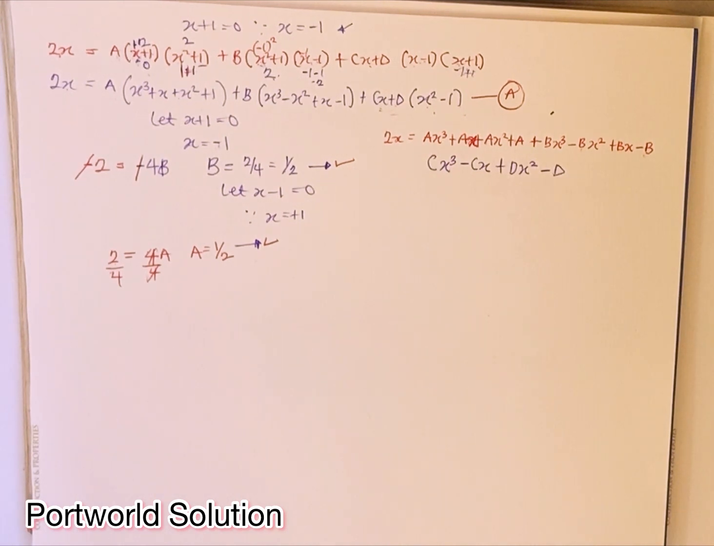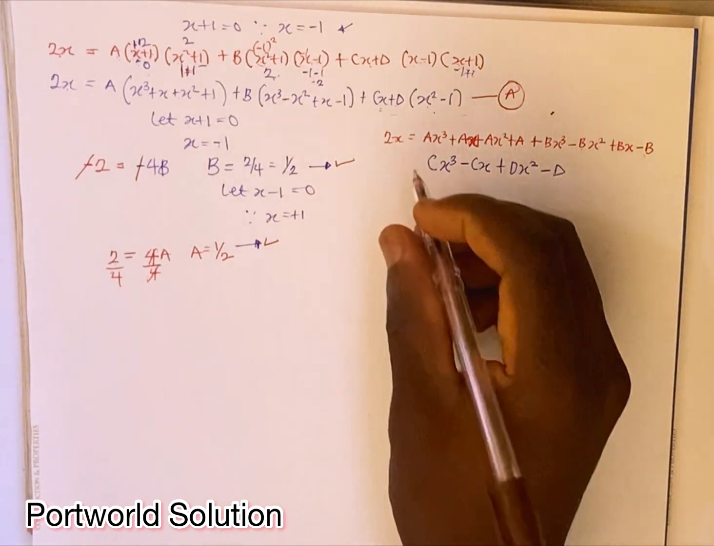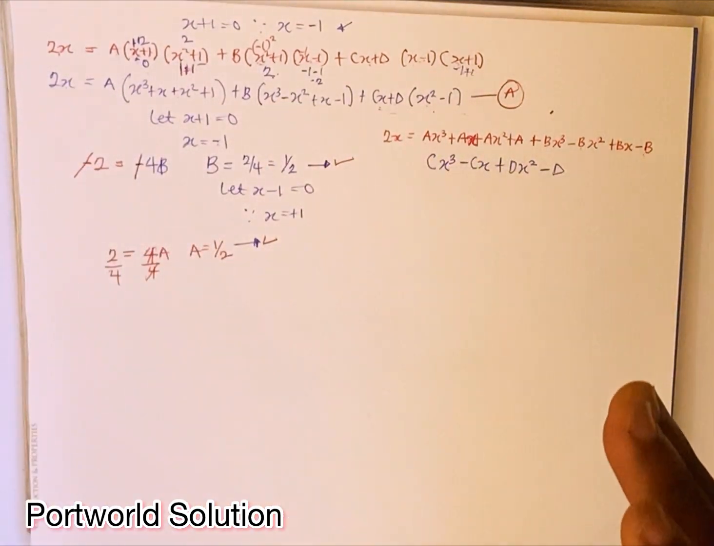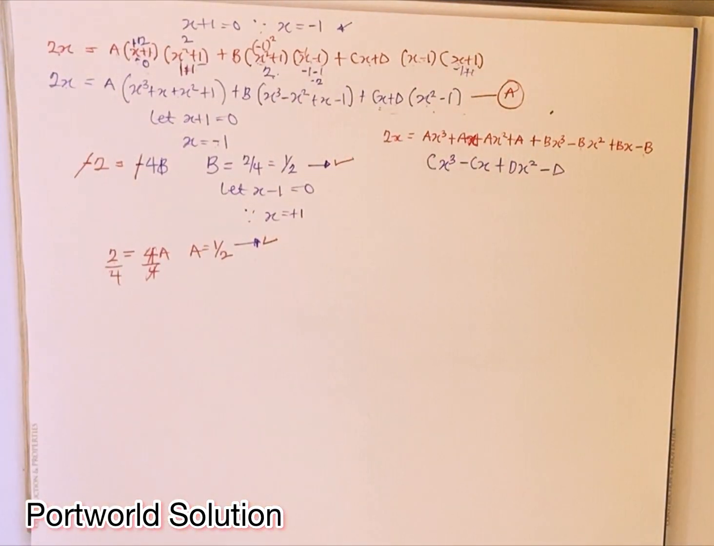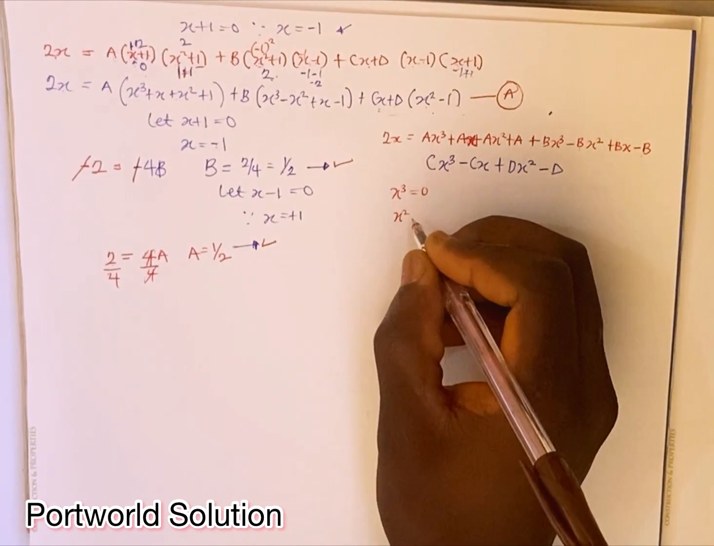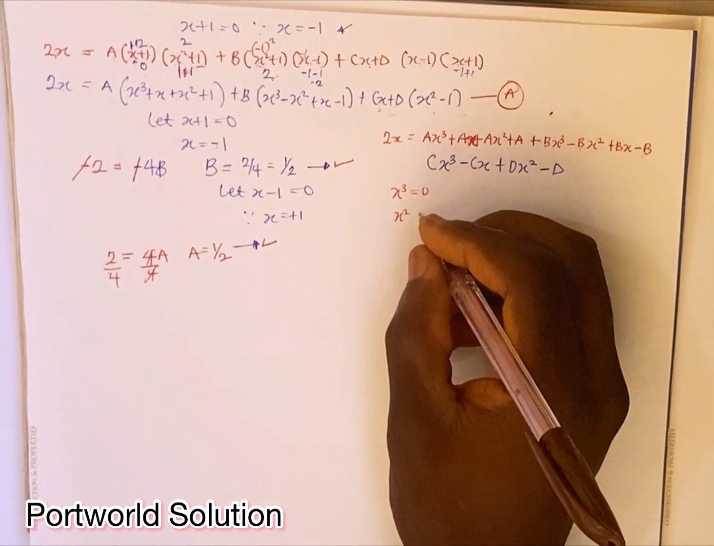So now all I need to do is compare the coefficients, but I won't bother myself with all of them in this case. I will just go for my c and d, because that's just what we need to get in this case. So look at this now. The power of x raised to the power 3 at the left hand side is 0. The power of x raised to the power 2 at the left hand side is also 0, right?